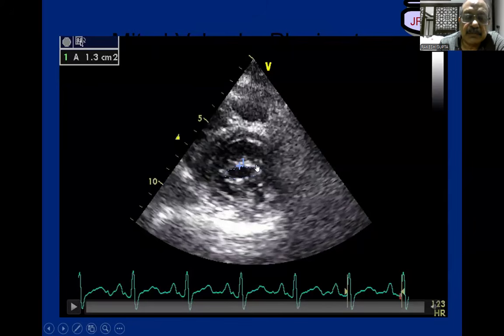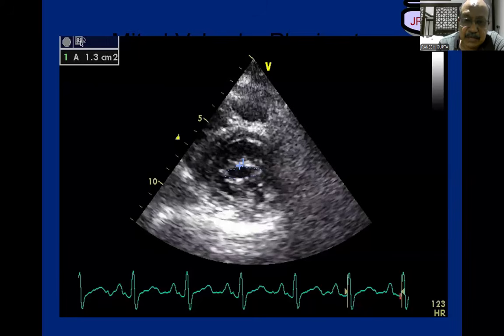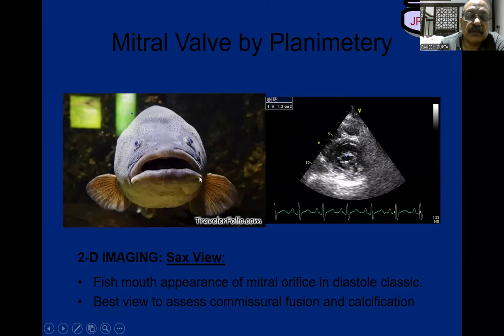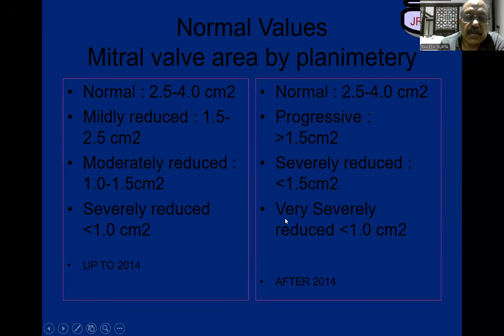Look at this. AML is completely seen over here. PML is completely seen over here. This is the lateral commissure. This is the medial commissure. And once you happen to see this, this absolutely looks like a fish mouth opening. And the mitral valve area is normally about 2.5 to 4 centimeters square.